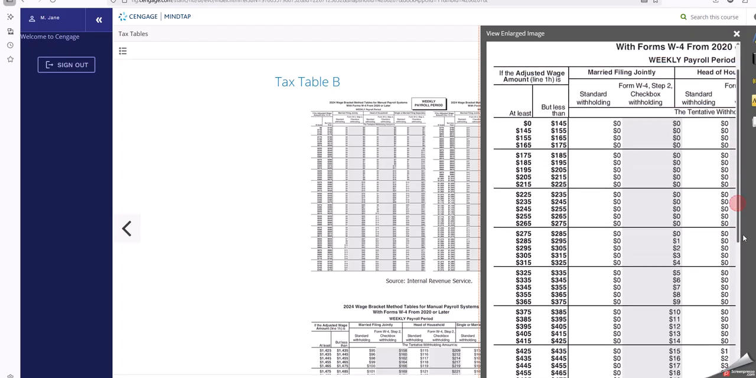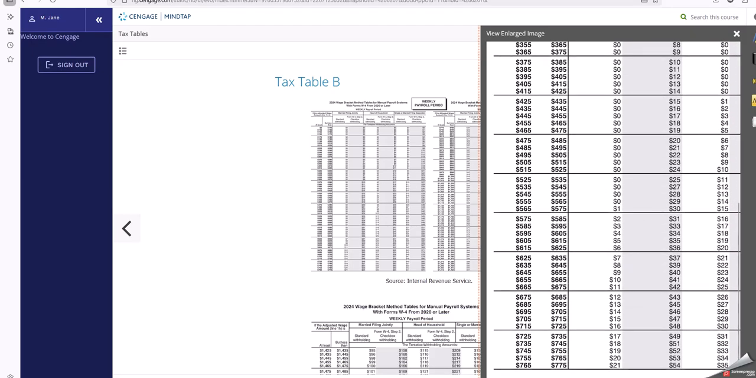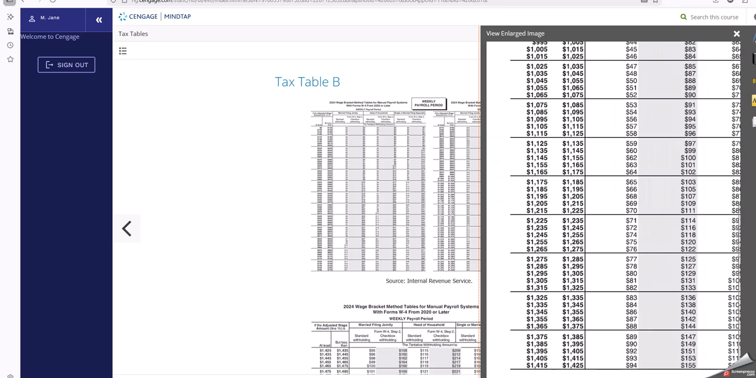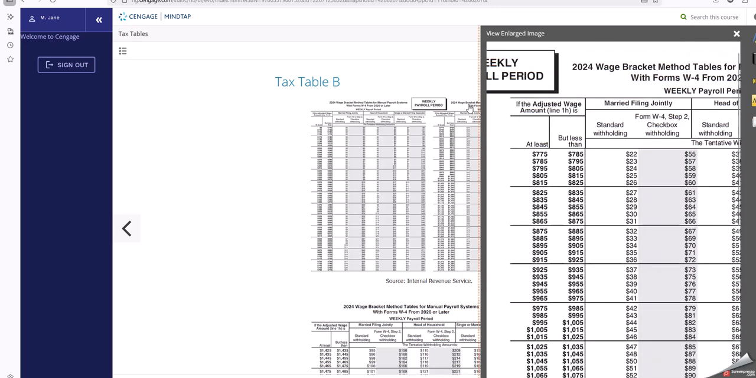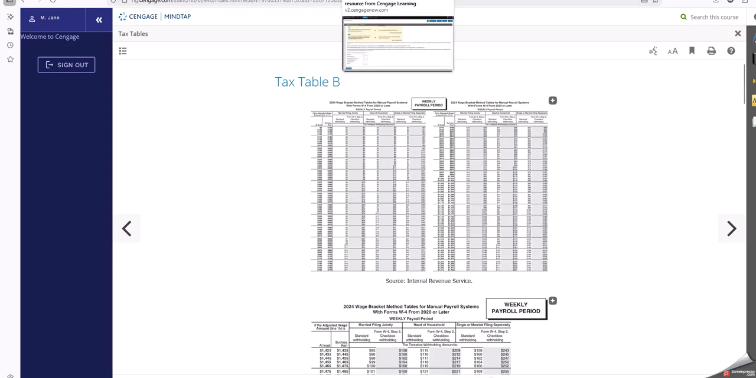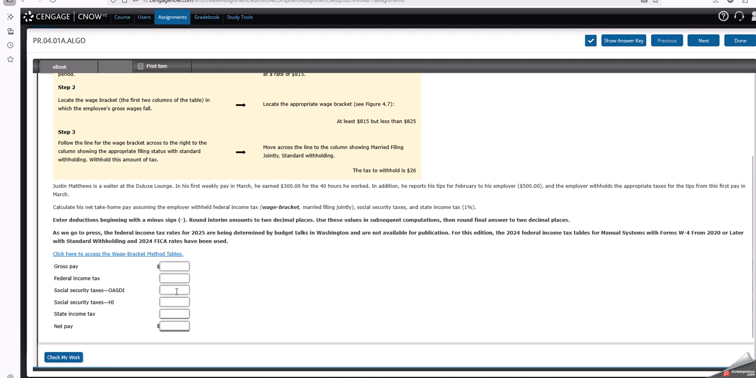Now we want to find the $800 though. So I gotta scroll over to this side because again, it's like a two columned page. So go back up. If the adjusted wages are $800, it's going to be in this category here. So then his standard withholding for federal income tax is going to be $24. So then $24 is what I'm going to put back on the homework. Let me see if that pops me back over there. Close this. So $24. Okay. So that's going to go into this box.